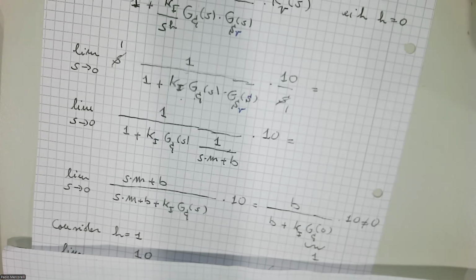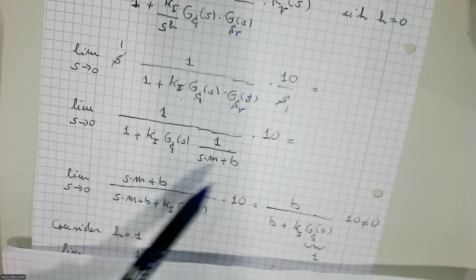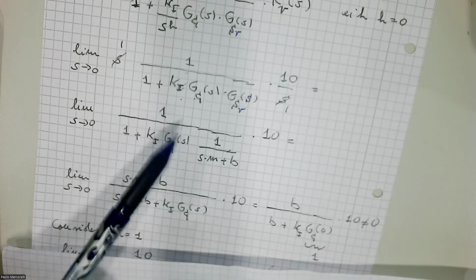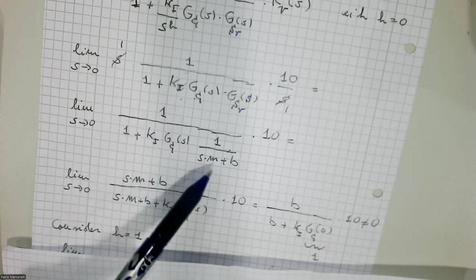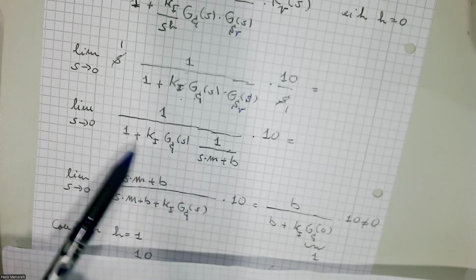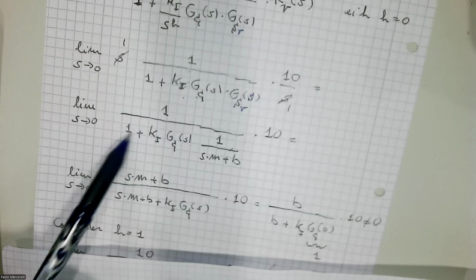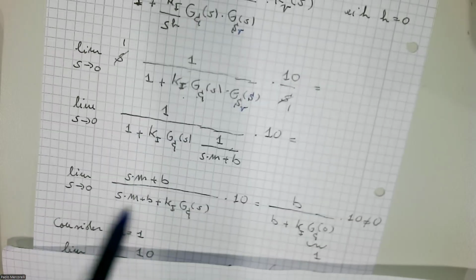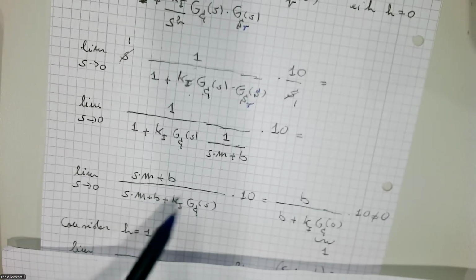Can you follow me? You can follow me. I multiply by s times M plus b, numerator and denominator. I have this expression here, and I cancel. This must be done in the exam. It's gymnasium, I think.